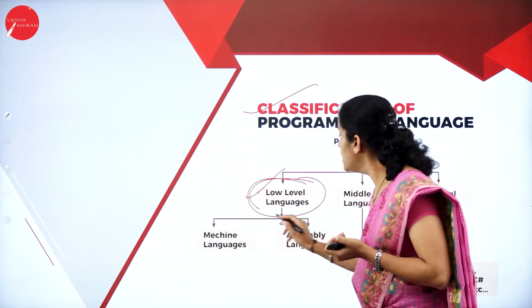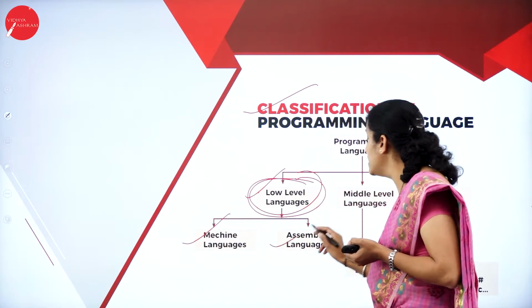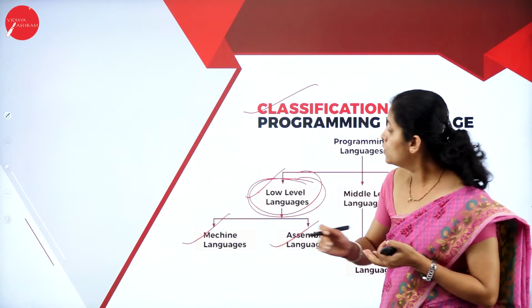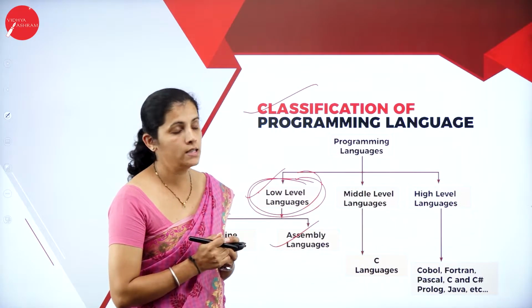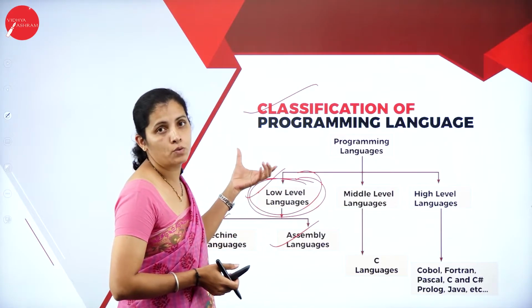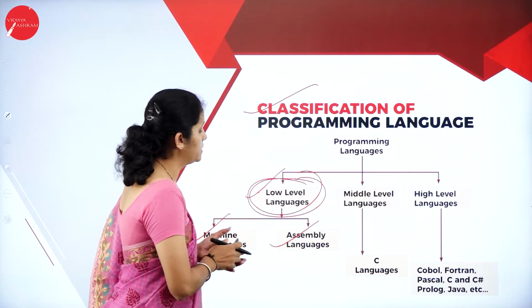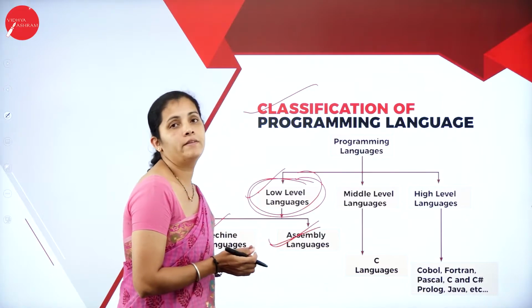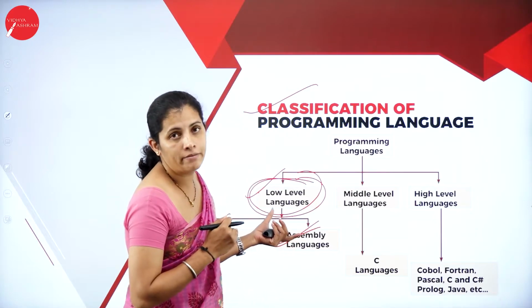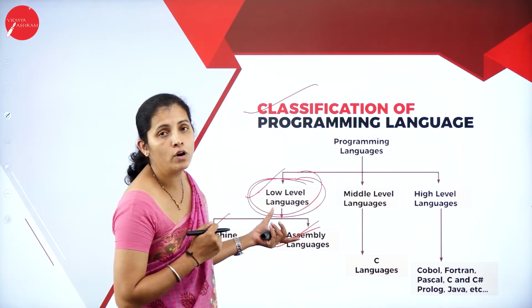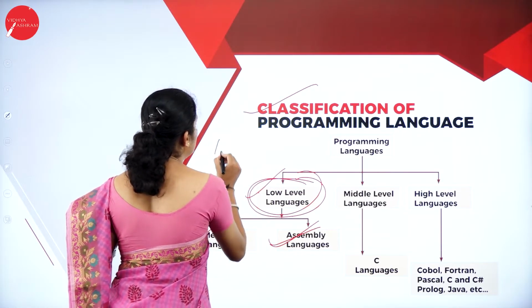Here the low level language is further classified into two types, that is machine level language and assembly level language. So the computer system is capable of understanding only zeros and ones. So whatever programming language we are going to have, that must be converted into machine language. Then we are going to have assembly level language. In assembly level language we are going to have some predefined symbols, so that is itself called mnemonics.